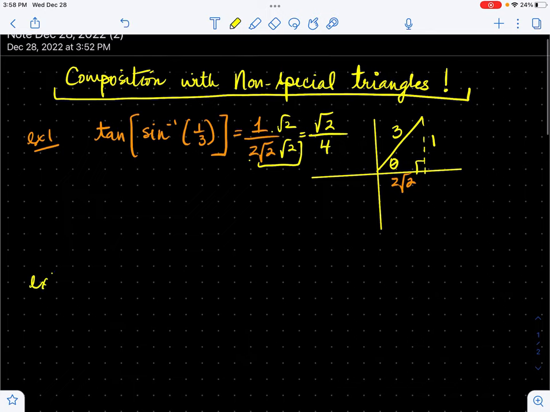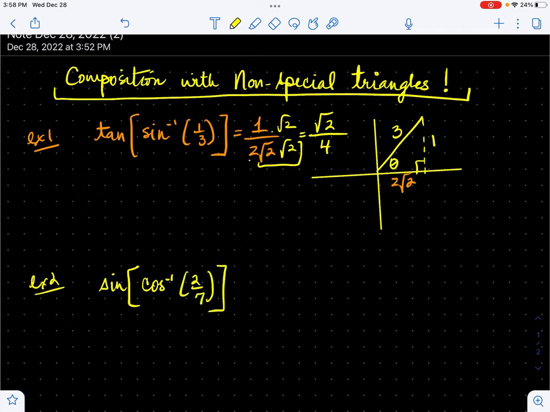Example 2. Something similar. Okay, sine, cosine inverse 2 over 7.